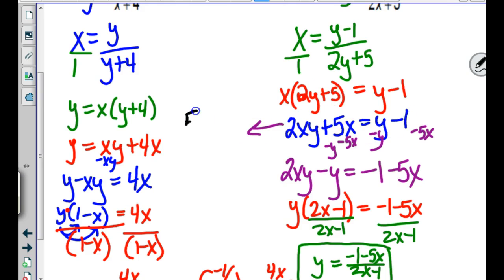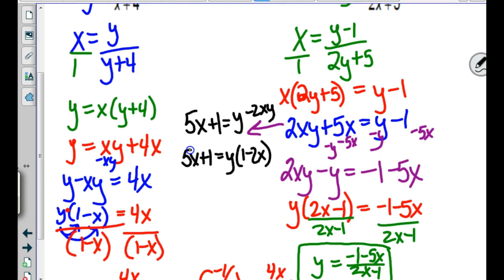Okay, if we had left the 5x on the left and added the 1 over there, and then left the y on the right and subtracted the 2xy over there, and factored the y out over here, and divided. Some would say that looks a little prettier, but why are they equivalent? Can anybody tell me why these two things are equivalent?